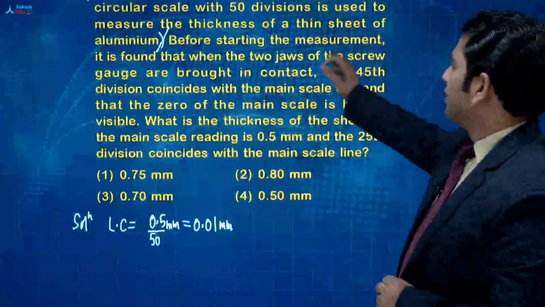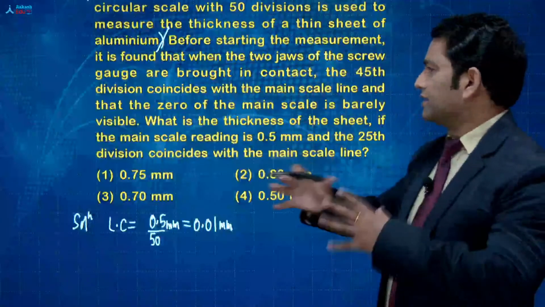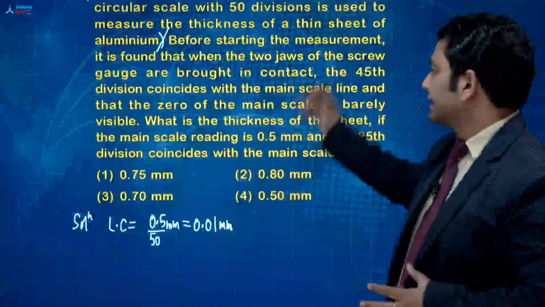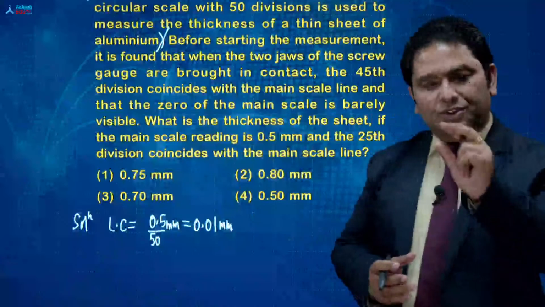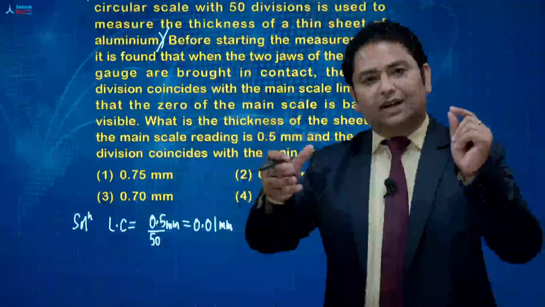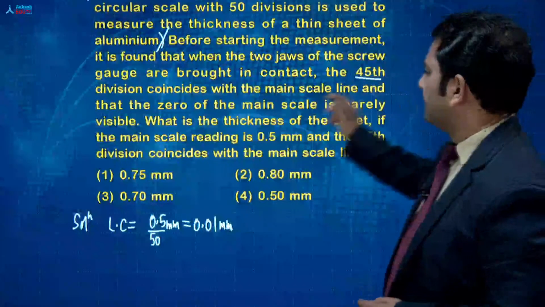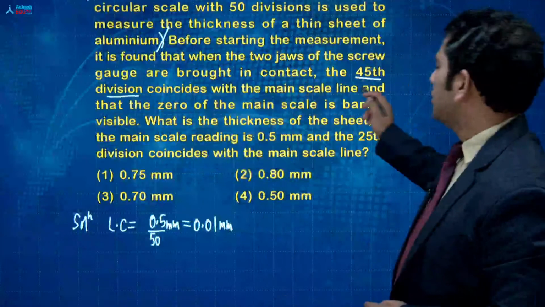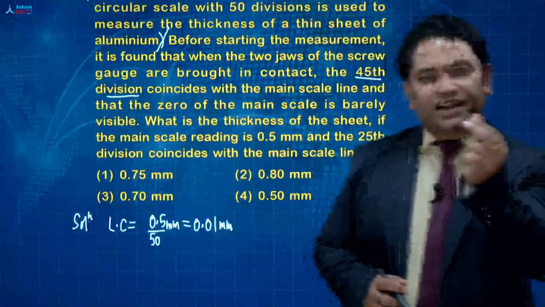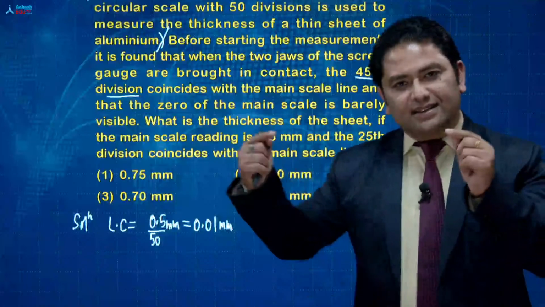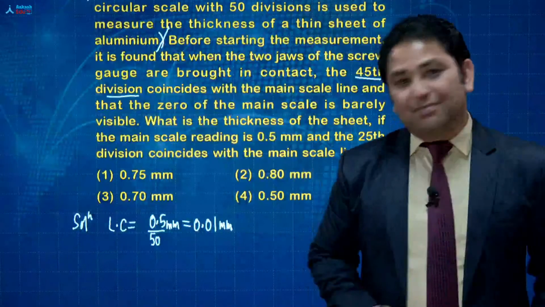Before starting the measurement, it is found that when the two jaws of the screw gauge are brought in contact, आपको पता है अगर कुछ भी नहीं है, like in the previous example there was a sphere, वो sphere नहीं है and you tighten it, okay, you keep on tightening, nothing is there. There's something happening. The 45th division coincides with the main scale line. होना क्या चाहिए था? When no device is there, like no sphere is there, किसी को भी measure नहीं करना है, the zero of the circular scale should coincide with zero of the main scale.